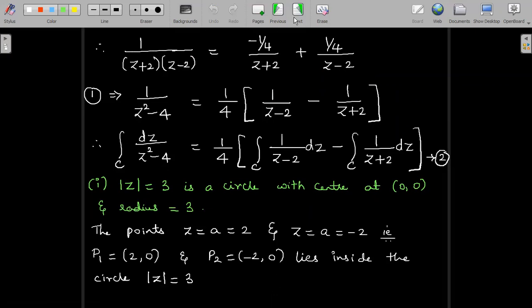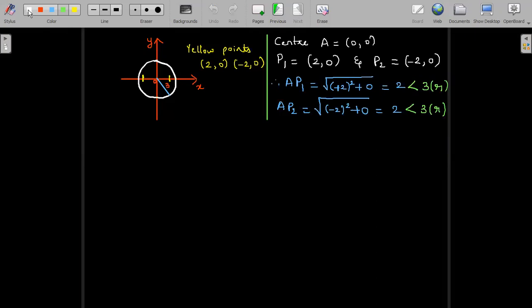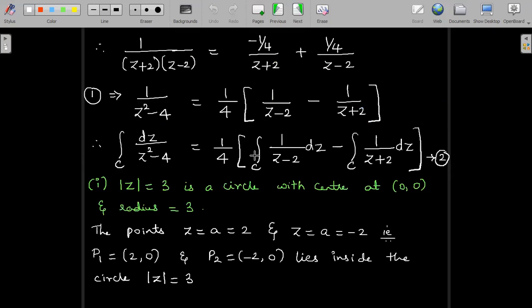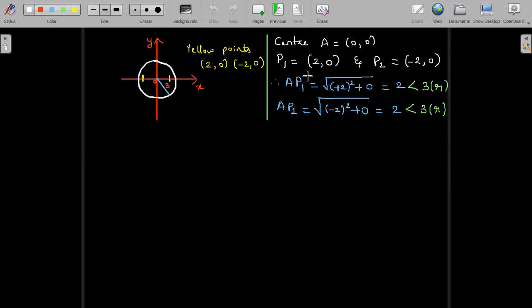So since both the points lie inside the circle, we have to apply Cauchy's integral formula for both the integrals, which we can see in equation 1. They are of the form f(z) divided by (z - a) dz. So we will write down Cauchy's integral formula and apply it for each of the integral terms. So we can just write down, applying Cauchy's integral formula.